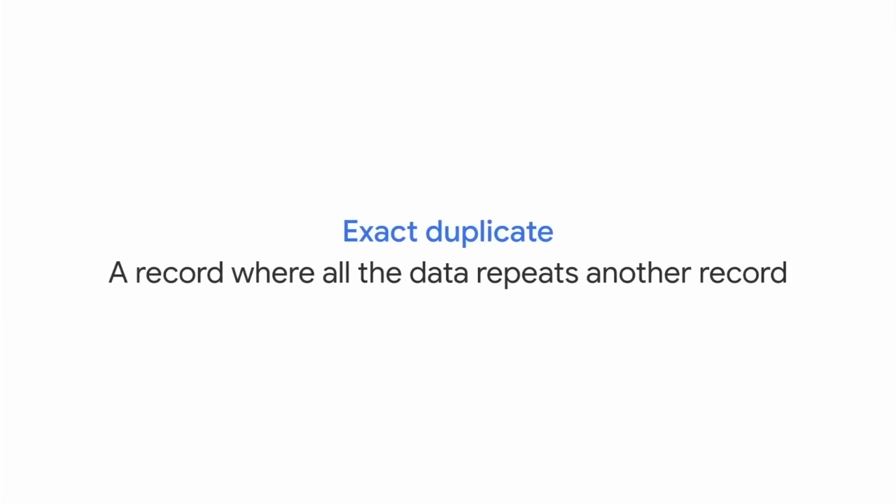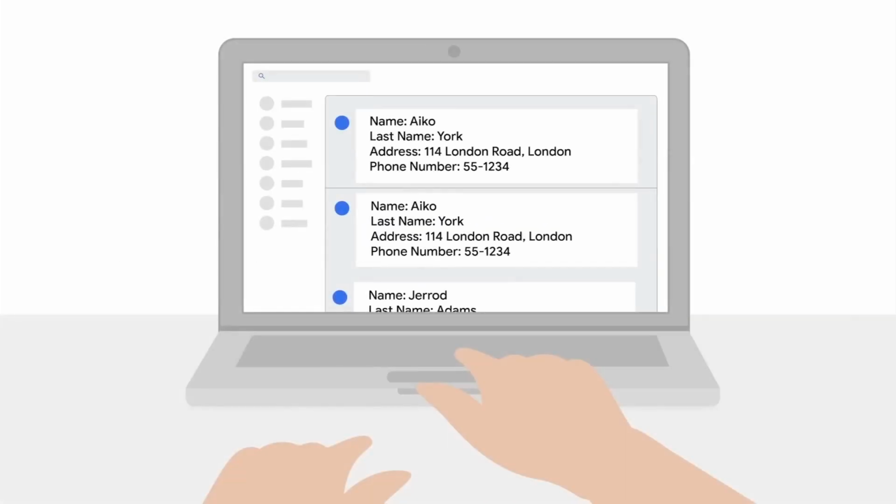An exact duplicate is a record where all the data repeats another record. For example, let's say the organization's data analyst reviews the database and notices that one entry was entered with exactly the same information, including name, address, and phone number, twice. No matter how the duplication happens, partial and exact duplicates can damage data integrity. This can lead to inaccurate reporting, wasted resources, and increased storage costs.